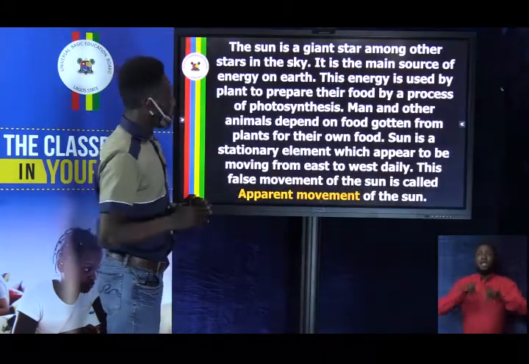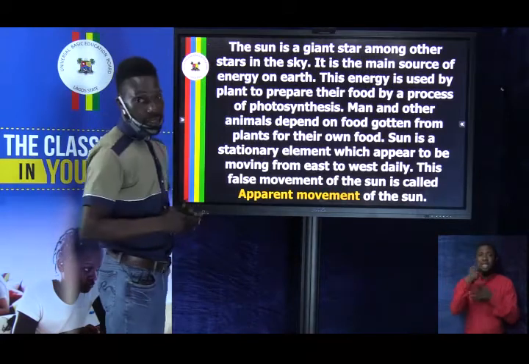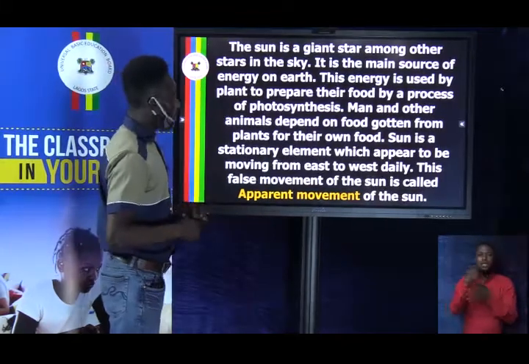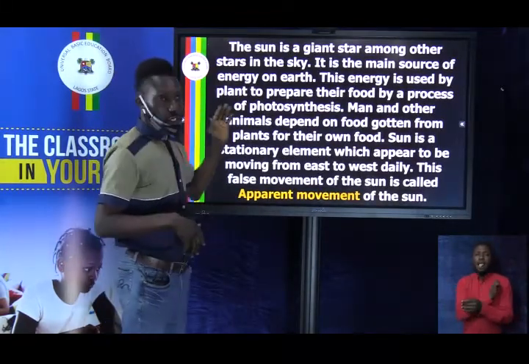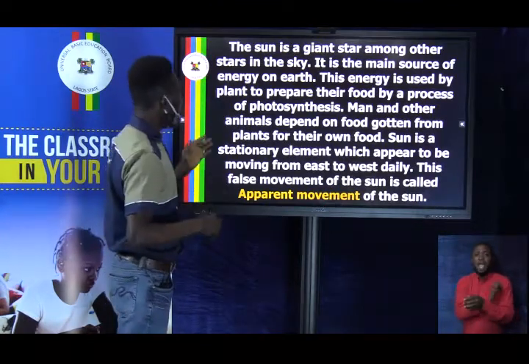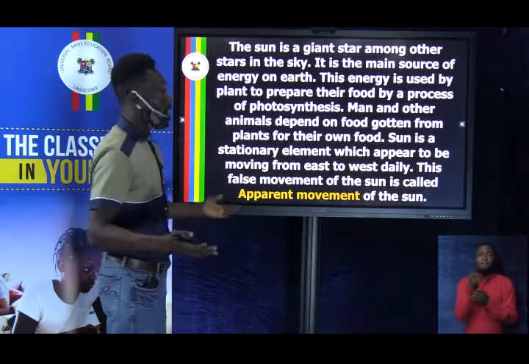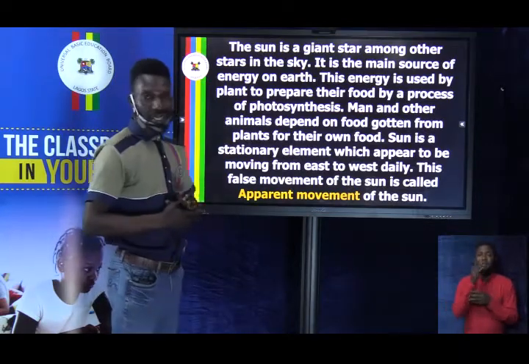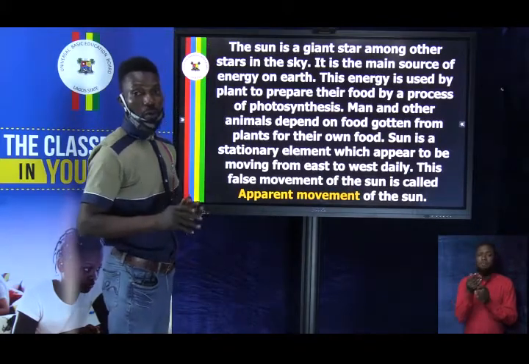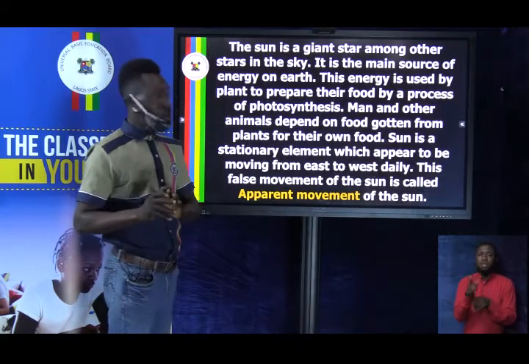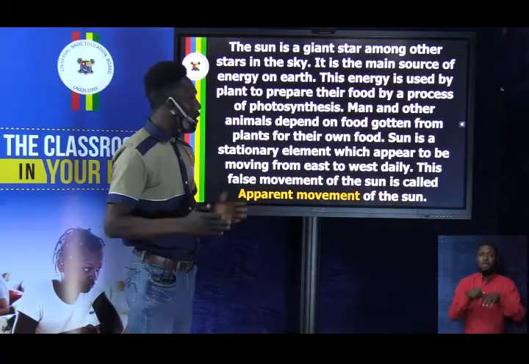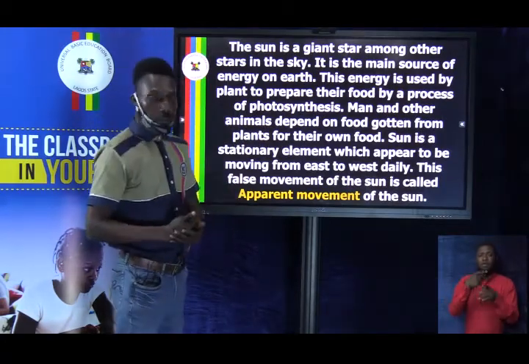The sun is a giant star among other stars in the sky. It is the main source of energy on Earth. This energy is used by plants to prepare their food by a process of photosynthesis. I think you've done that in your science. Photosynthesis is the process by which plants make their own food through sunlight and water. Man and other animals depend on food gotten from plants for their own food.